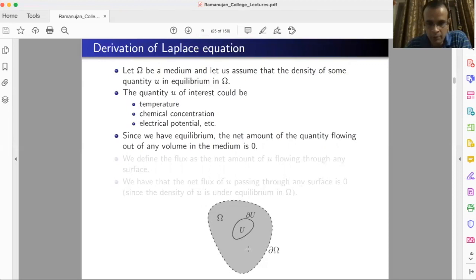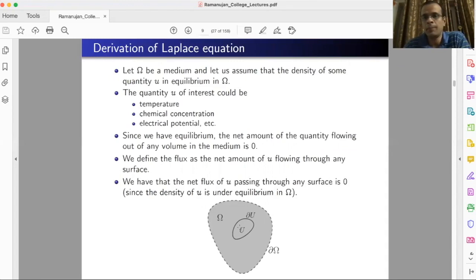I have a picture over here. The bigger domain is omega, and I take any volume U. The net amount of quantity flowing out of this particular volume U is equal to zero. You can take any sub volume, and the net amount of quantity is going to be equal to zero. As before, we define the flux as the net amount of u flowing through any surface. Since the quantity of interest is in equilibrium, the net flux passing through any surface is going to be equal to zero.